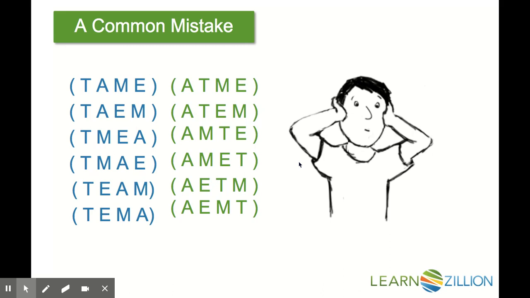So when it comes to big events or events that would result in a lot of different possibilities, organized lists are not the way to go. Instead, we would use a tree diagram.